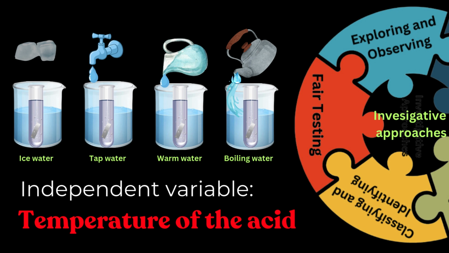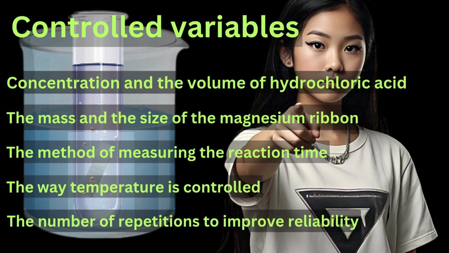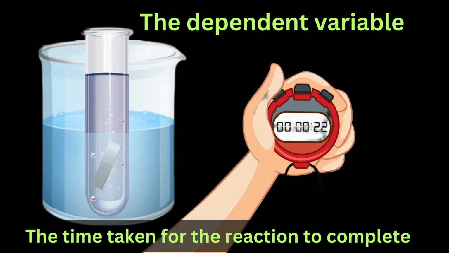So, the independent variable in this investigation is the temperature of the hydrochloric acid. All other factors that will affect the outcome of the investigation must be controlled. These controlled variables include the concentration and the volume of hydrochloric acid in each test tube, the mass and the size of the magnesium ribbon used, the method of measuring the reaction time using a stopwatch, the way temperature is controlled using beakers with different water temperatures, and the number of repetitions to improve reliability. The dependent variable, what is being observed and measured, is the time taken for the reaction to complete.